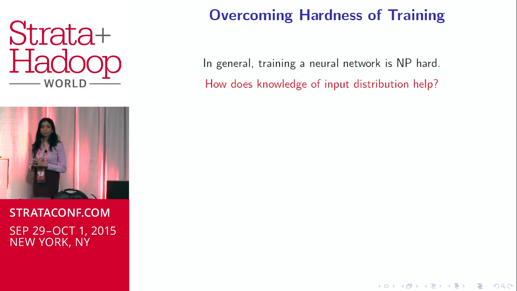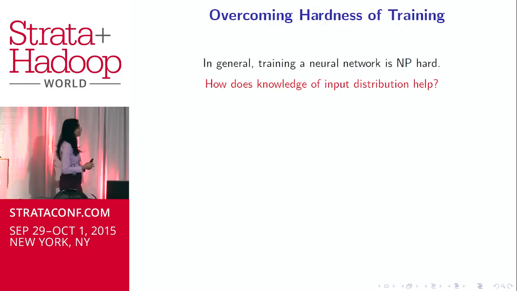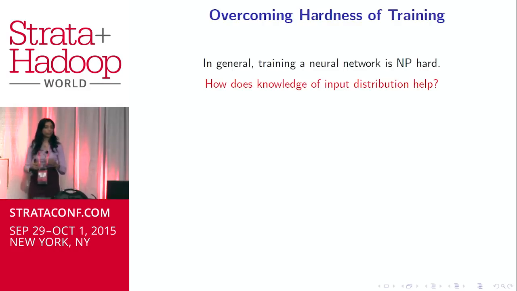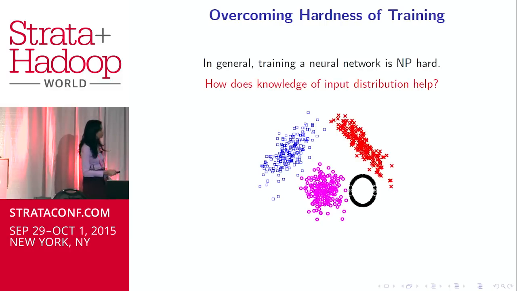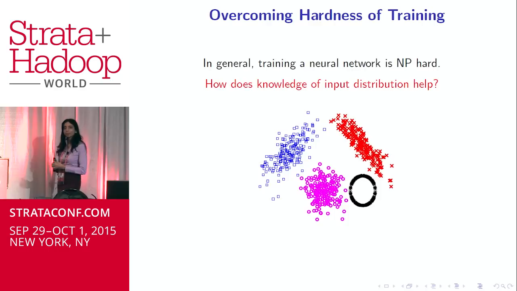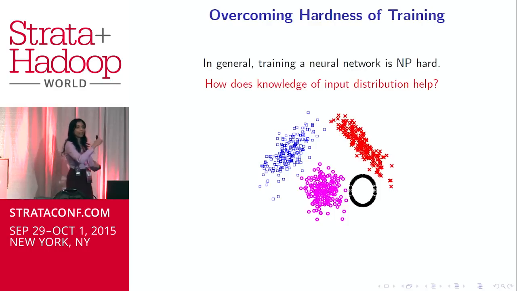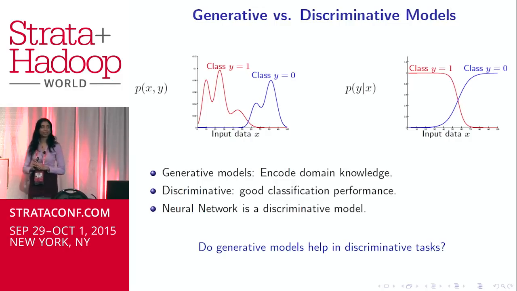Training a neural network in general is NP hard, meaning there are hard instances for training networks. So how do we get around this hardness? The crucial insight we utilize is the knowledge of the input distribution. The idea is, if I'm able to learn a probabilistic model on the input, that will give me crucial information in also being able to train the neural network efficiently using a computationally efficient technique. And this is the classical debate between generative models and discriminative models.